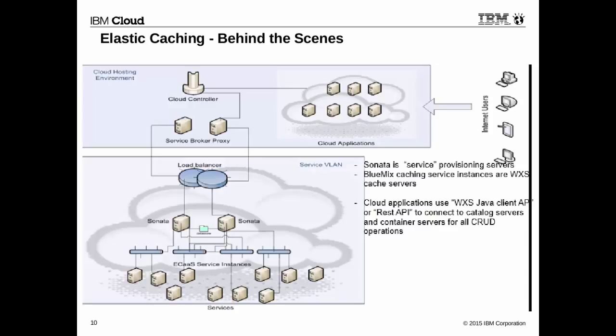Provisioning servers manage and orchestrate the data cache capacities on all service instances and manage data replication and failover capability. Elastic caching provisioning servers use the Sonata engine. Capacity scaling is performed by adding or removing collections of caching servers, and cache operations from cloud applications are handled via Java APIs or HTTP REST APIs.